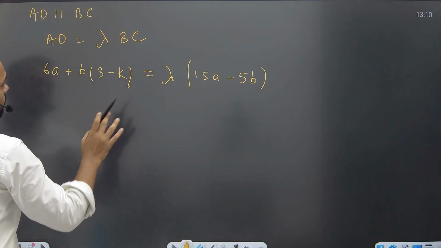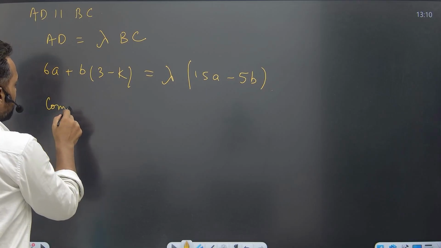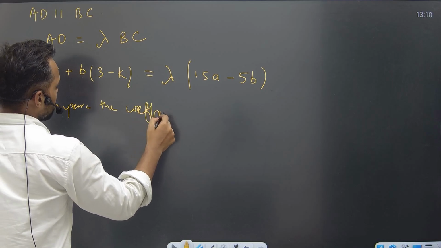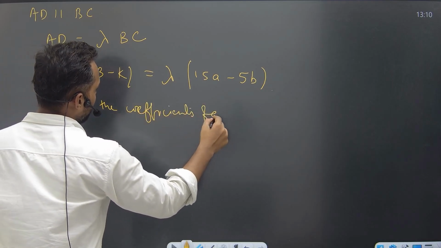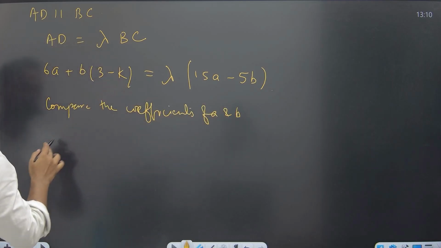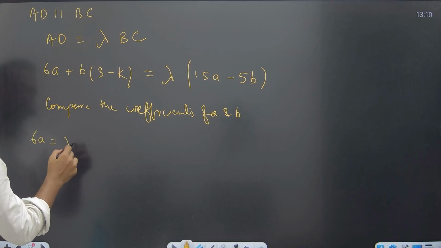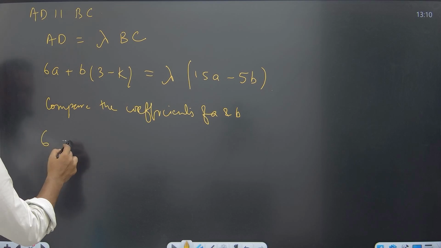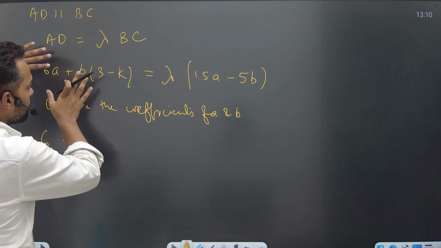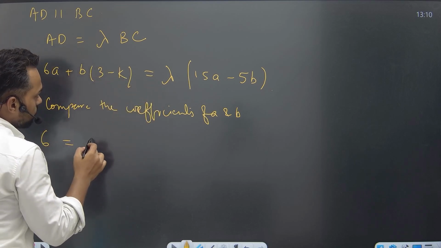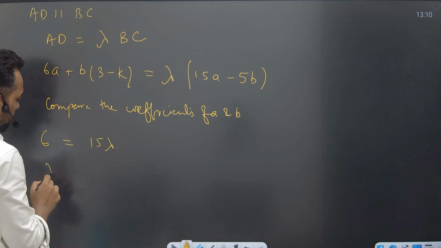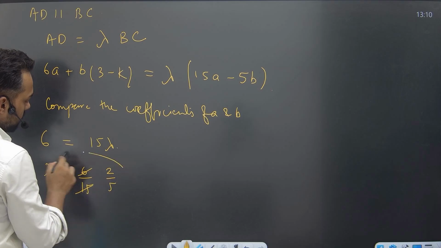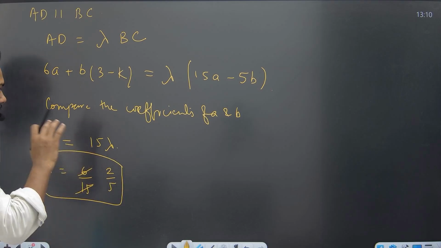Okay, from here what we need to do is compare the coefficients of a and b. For a, 6a will be equal to lambda times 15a. So if you are comparing the coefficient of a, 6 will be equal to 15 lambda. From here you will get lambda equals 6 by 15, so you will get 2 by 5. The value of lambda is 2 by 5 if we have compared the coefficient of a.